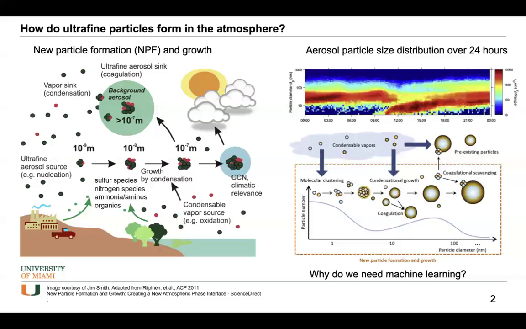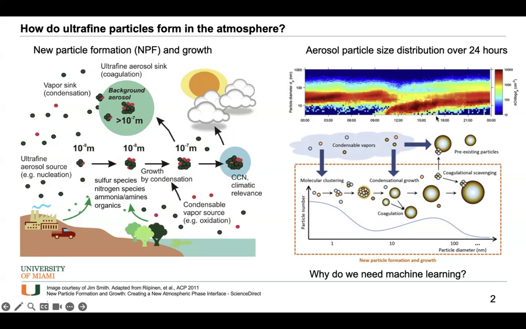First, I want to introduce how fine particles form in the atmosphere. The left-hand side diagram shows how small particles are generated by nucleation and then grow by condensation and coagulation to larger sizes, reaching the CCN level and contributing to climate change and air quality. Traditionally, people use the aerosol size distribution plot to identify the specific banana shape, as in the example shown in this plot.